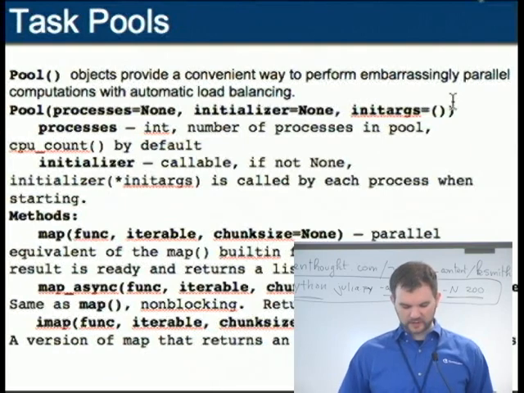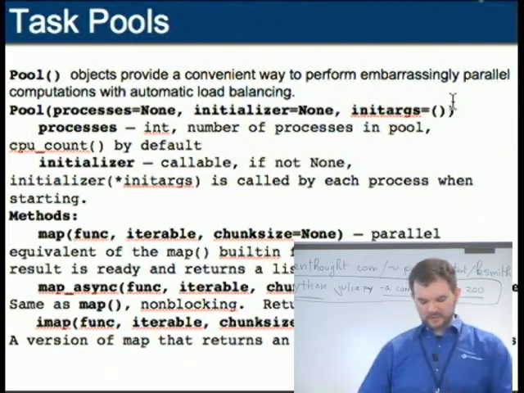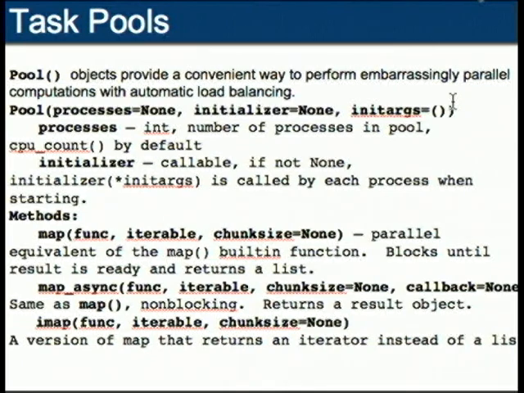Synchronization. The thing I really want to get to are task pools, because they're the most useful, and they're the thing we'll see in the example. So there's this Pool class in multiprocessing that allows us to create task pools. Think of it just as a pool of workers, a group of worker processes that sit there waiting for work to be done.